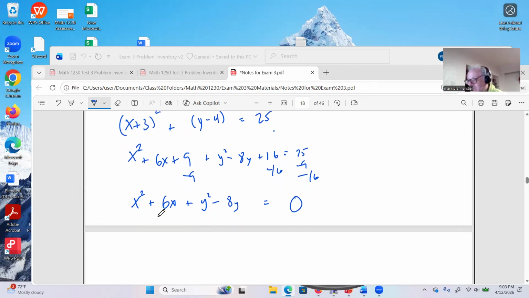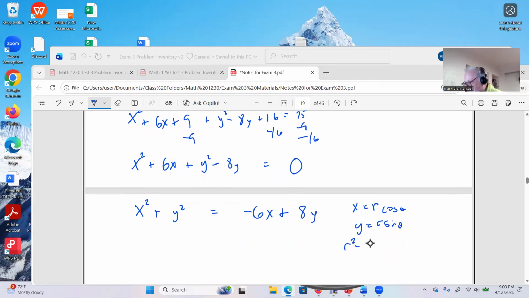So we're going to do the same sort of shuffling thing we just did. We say this is x squared plus y squared equals negative 6x plus 8y. Remembering that x is equal to r cosine theta, y is equal to r sine theta, and r squared is equal to x squared plus y squared, let's go ahead and substitute. So we have r squared equals negative 6r cosine theta, and we have a y here, so plus 8r sine theta, and we're going to see what happens here.